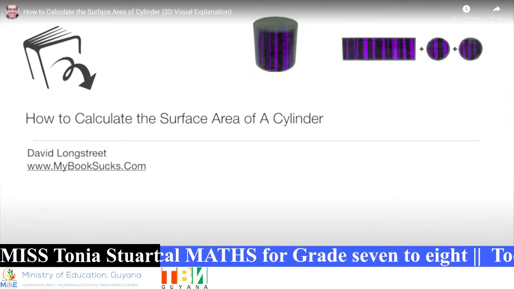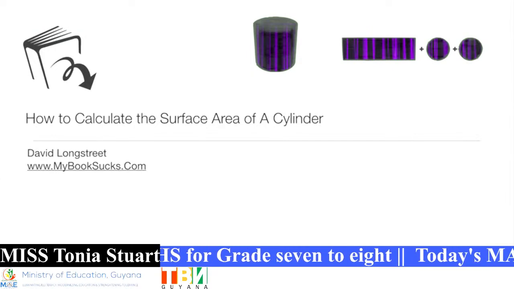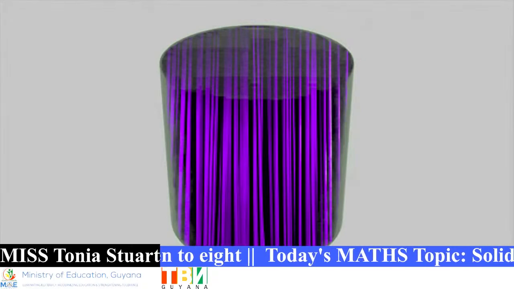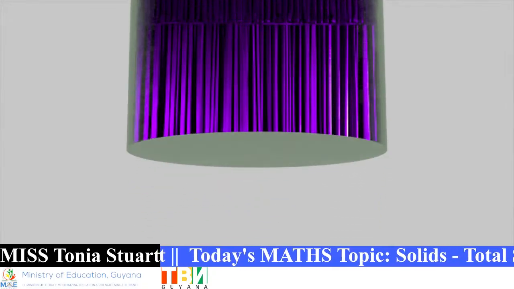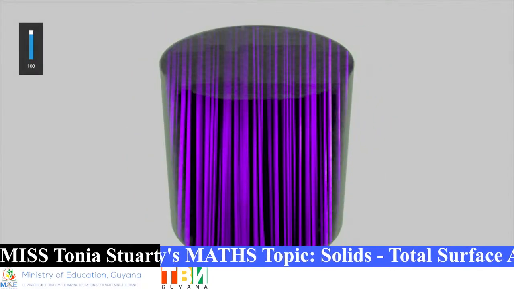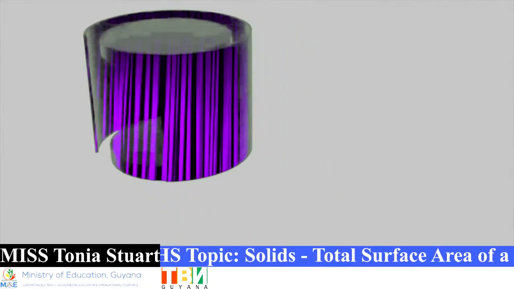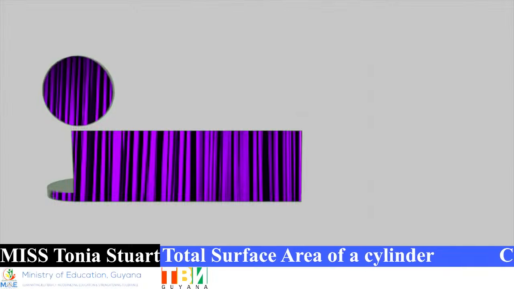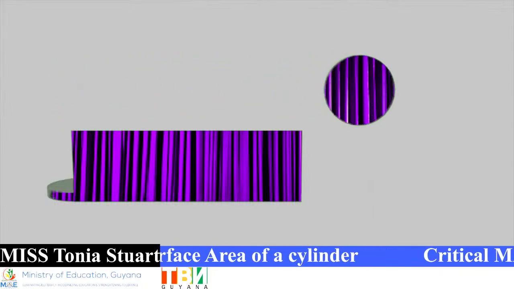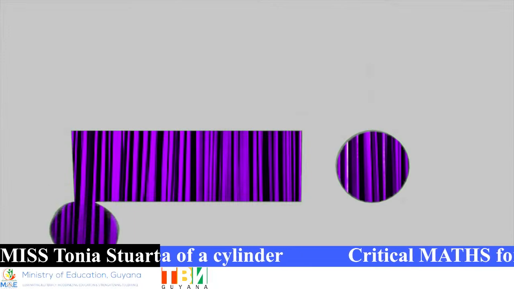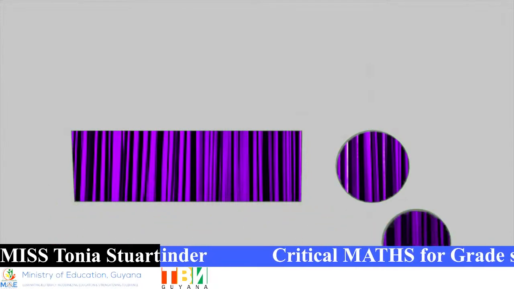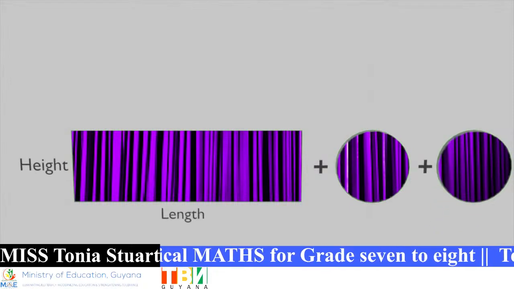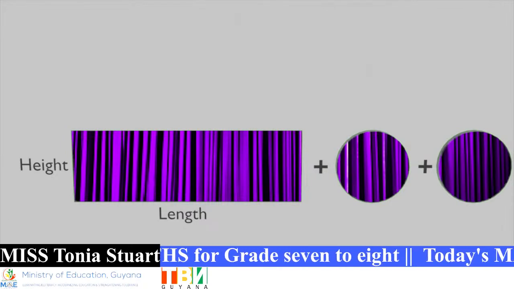In this video, I'm going to discuss how to calculate the surface area of a cylinder. For a cylinder, we have the top, we have the bottom, we have the side. It turns out, when you unwrap the cylinder, the side is just a rectangle. The top is just a circle. The bottom is another circle. Adding the area of these three objects will give us the surface area of the cylinder.